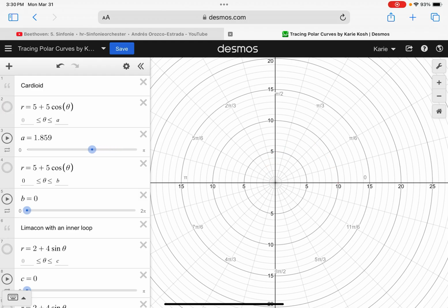That one moved kind of slowly. On this one, when I go from 0 to 2 pi, it's made it here by about pi, and then it keeps going, and it makes it back to where it began by 2 pi.